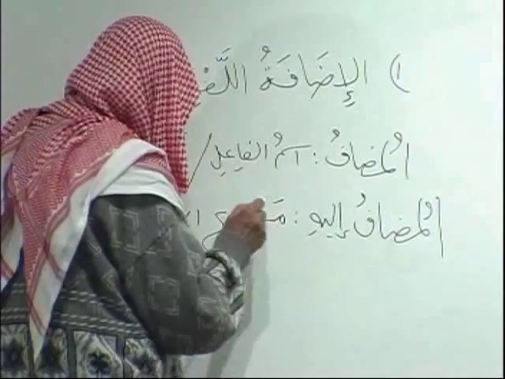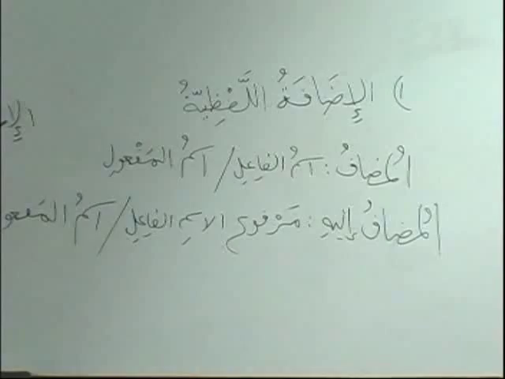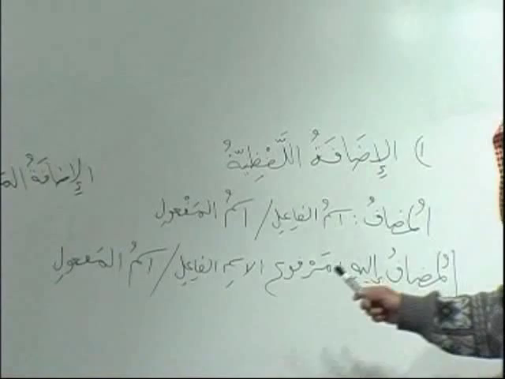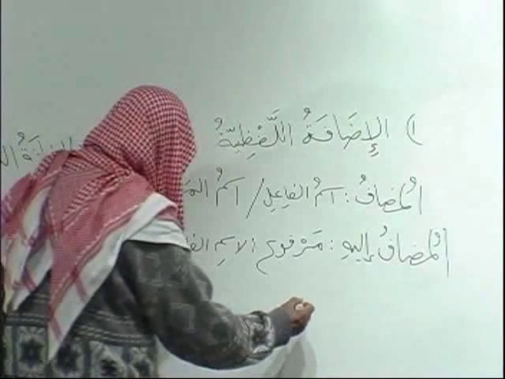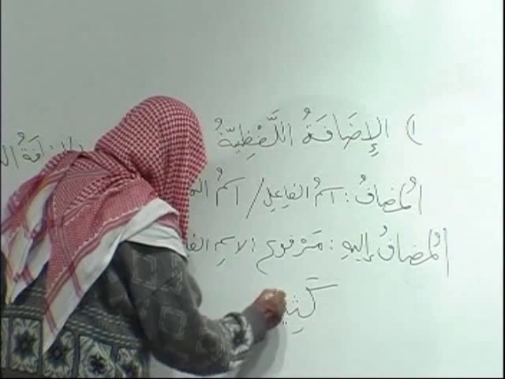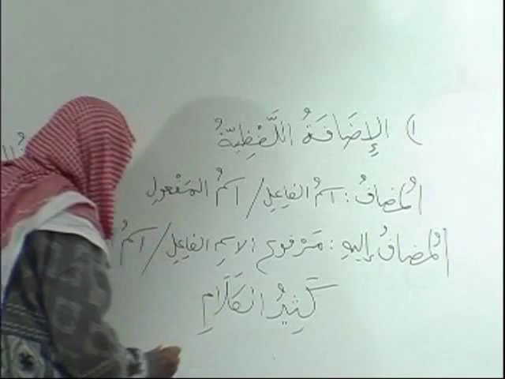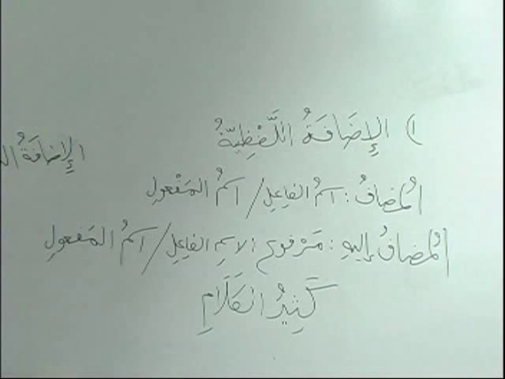The marfu' means either fa'il, if it is ism al-fa'il, it will be fa'il. And ism al-maf'ul, it will be na'ib al-fa'il. I will just explain to you. If I say, Kathirul Kalami. Kathirul Kalami looks like mudaf mudaf ilayh. But Kathir is like ism al-fa'il, and Al-Kalami is its fa'il.